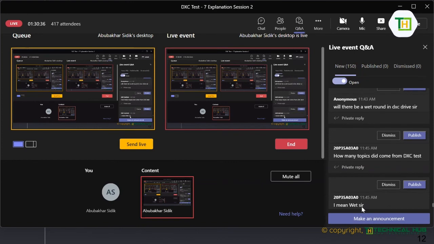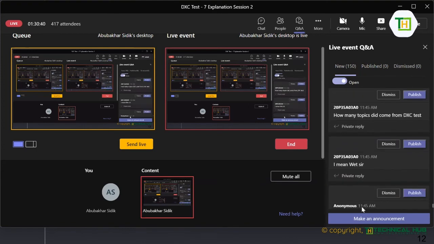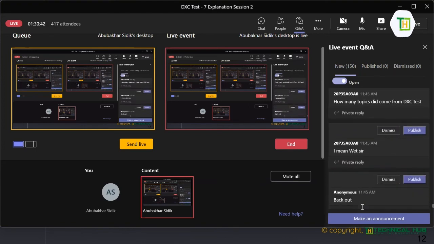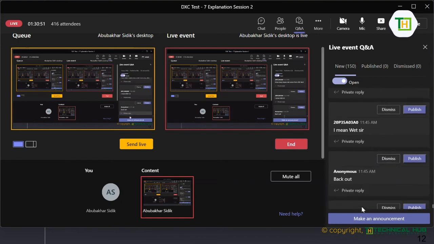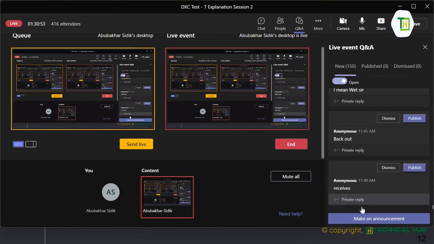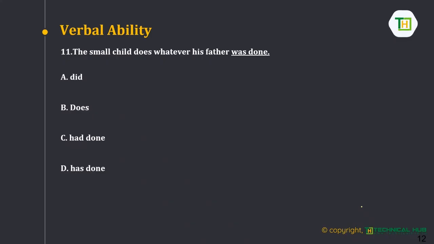How many topics did you know? You will get only one topic, I believe. In the DXC test, that vector test, you will get only one topic they will give you and ask you to write. Yes, that is what they do. Okay, only one topic they will give you and they will ask you to write. Okay, fine. Receives, someone wrote receives. Okay, good. So yeah, looking into this question.